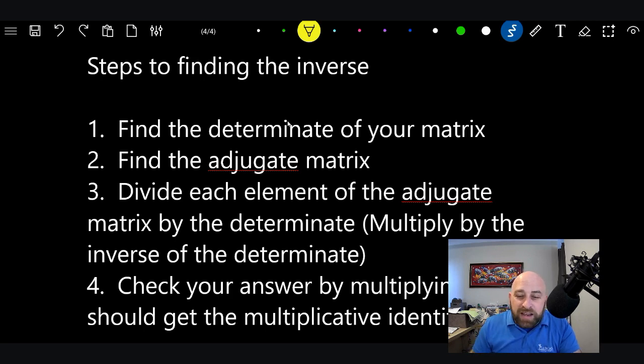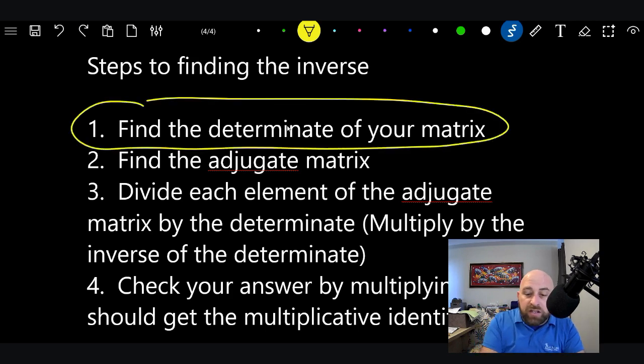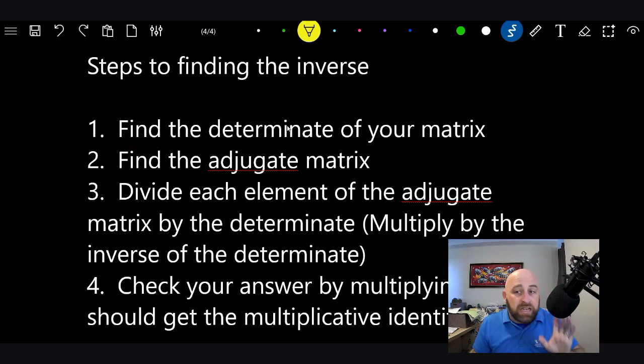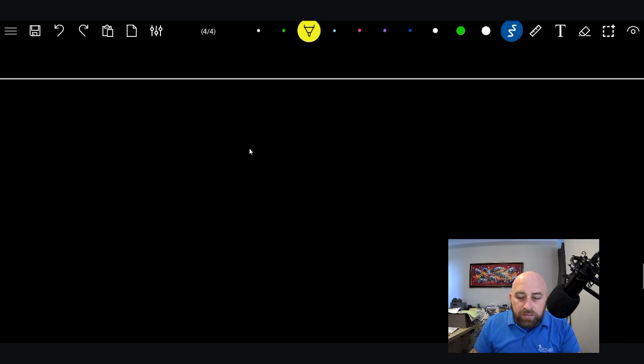So steps to finding the inverse. How are we going to find the inverse? All right, here's what we want to do. Step number 1, find the determinant of your matrix. And let's just take this step by step, piece by piece. If you want to look, the example that I'll be doing is on page 306, 6.6b. Okay, step 1, find the determinant of your matrix.